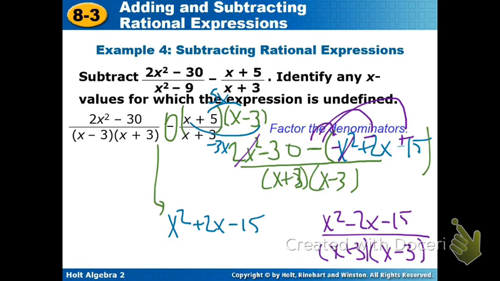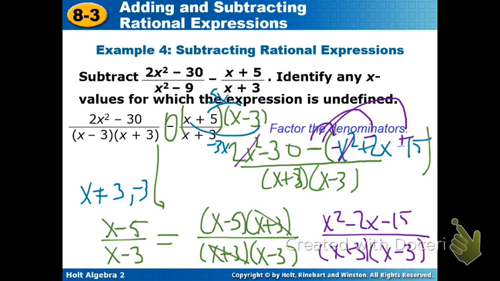I think this one can also be factored. Okay, so we can take the x squared minus 2x minus 15. We can see that we can factor that, which would then enable us to cancel the x plus 3's, leaving us with the x minus 5 over the x minus 3. And x cannot be, right here, x cannot be a positive 3 or negative 3 because the denominator would go to 0 in either case.